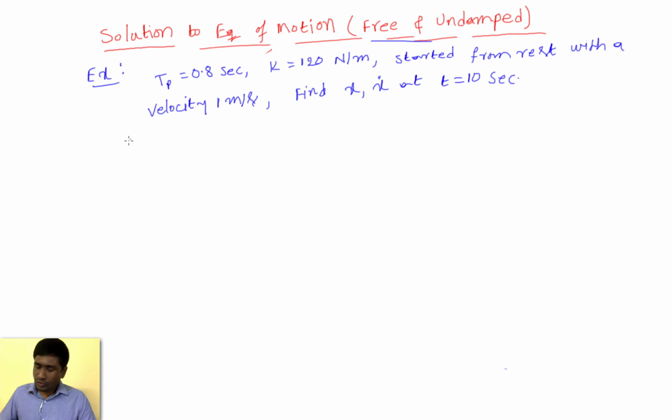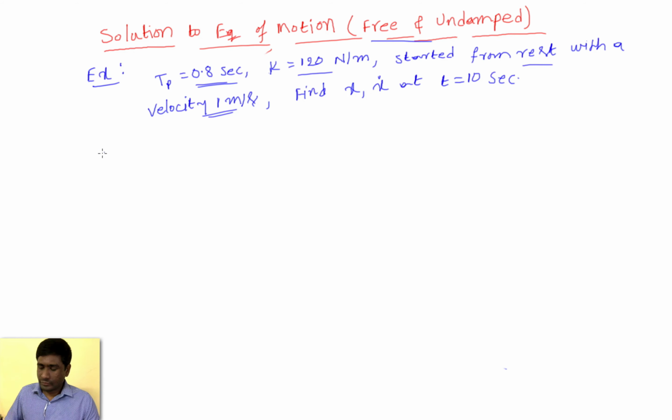Now we try to understand the previous solution by solving an example. Here the time period of the system is given as 0.8 second, with a stiffness of 120 Newton per meter, and the system is started from rest. Initially the system is at rest with a velocity of 1 meter per second.